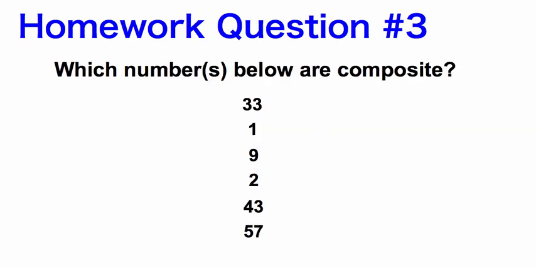Homework question number 3. Which of the number or numbers below are composite? So choose the composite numbers. Remember, composite numbers have more than 2 factors. Write them in your notebook and select them on the Google form.